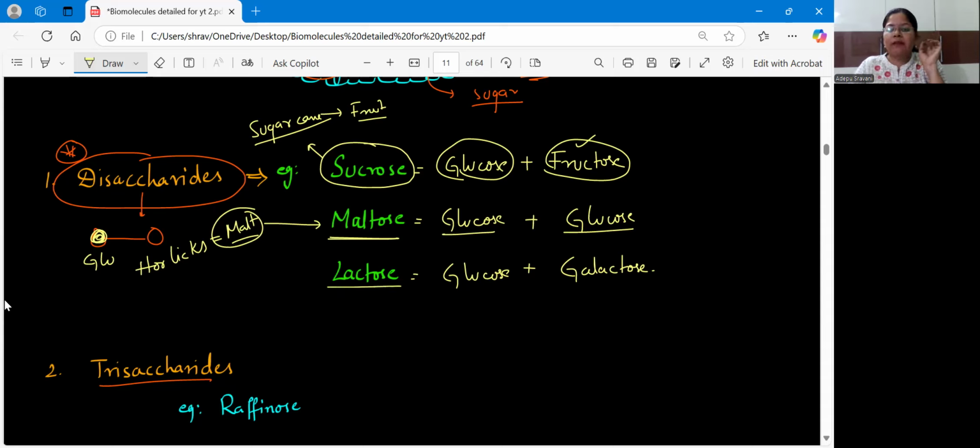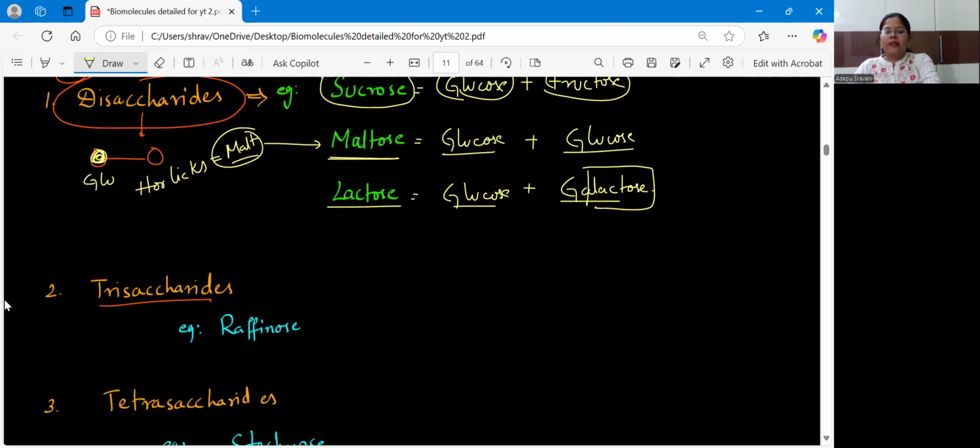Clear? And then we are left with lactose. Easy to remember: galactose, lactose. Here also galactose. And lactose is galactose plus glucose. Glucose is common for all the three. You have to remember the second sugar for the disaccharides which is mentioned in your textbook. So these are the three examples of disaccharides, very, very important from the NEET point of view.